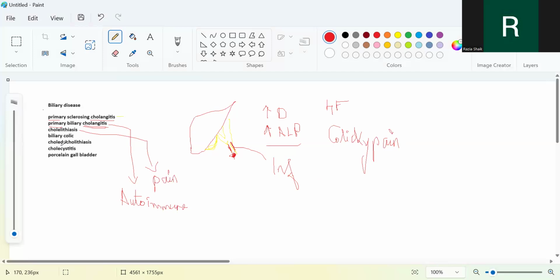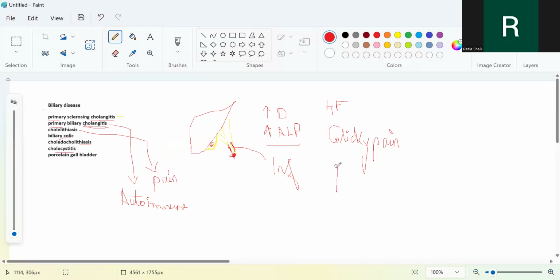Okay, and then let's talk about choledocholithiasis, meaning there is a gallstone. During its process of propelling forwards, it gets stuck in the bile duct itself. So when it is stuck in the bile duct, we call it choledocholithiasis. Next, coming to cholecystitis. What is this? Cystitis, itis meaning inflammation.